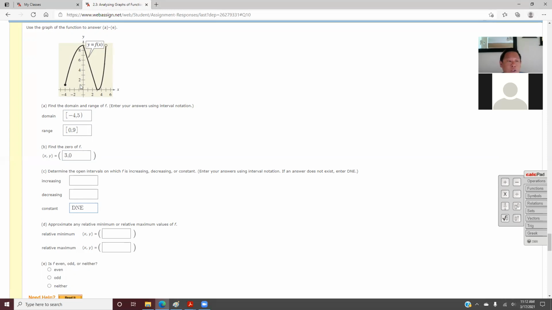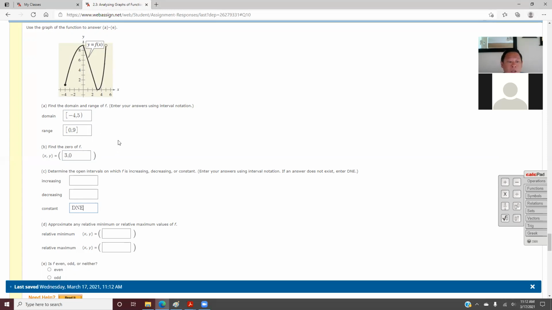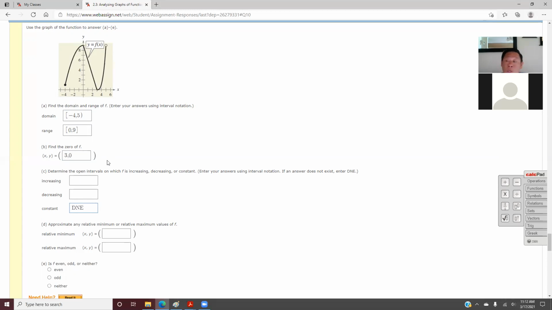DNE for constant because there's no flat line. Increasing, we have two: the first line and the third line. We're always looking at the domain in this case, and you always use parentheses, no matter if you have a closed circle, open circle, touch or no touch. The reason is that when you increase or decrease, it doesn't really start at that point. It just goes from that point onwards.